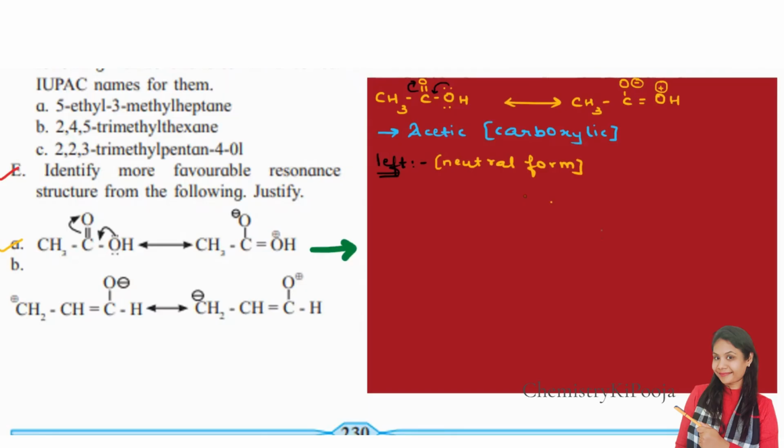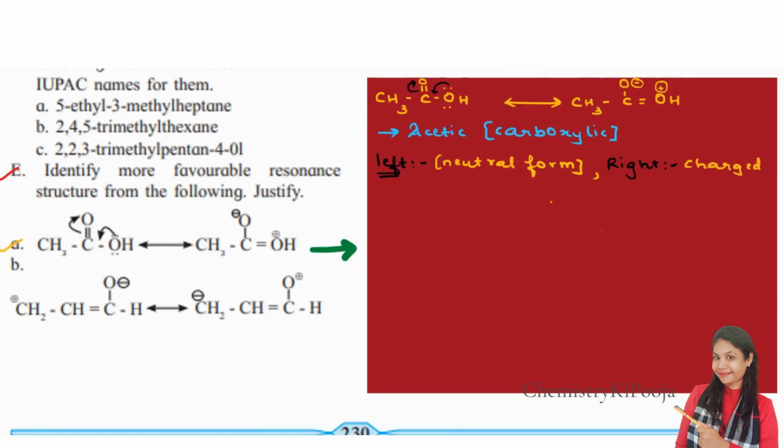Clear? Now, if I carefully look into the structure, the left hand side is a neutral form. I mean to say, there is no charge present, right? So, the carbon double bond oxygen, and then we have carbon single bond oxygen and hydrogen, that is the OH group. Whereas on the right hand side, I can see that there is a charge. It is a charged form. I'll write down here: right hand side, it is charged.